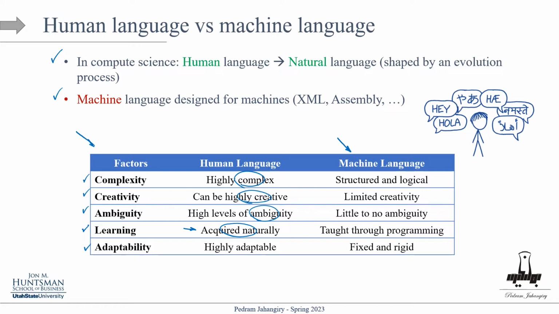However, on the other end, machine language, of course, is structured and logical with limited creativity, and because it's structured, there is little to no ambiguity. However, the learning process is that it should be taught through programming, and because of that, it is kind of fixed and rigid.